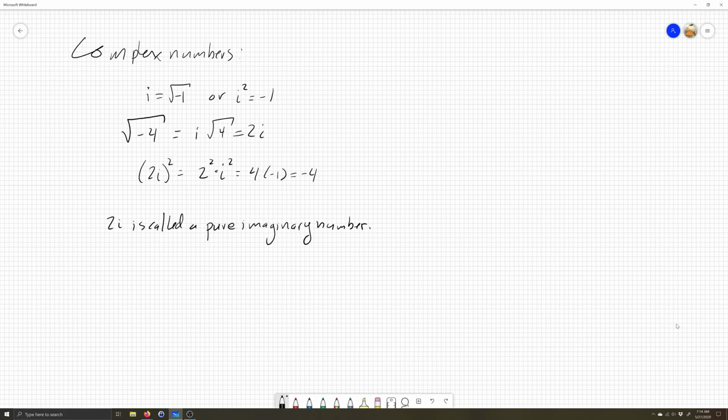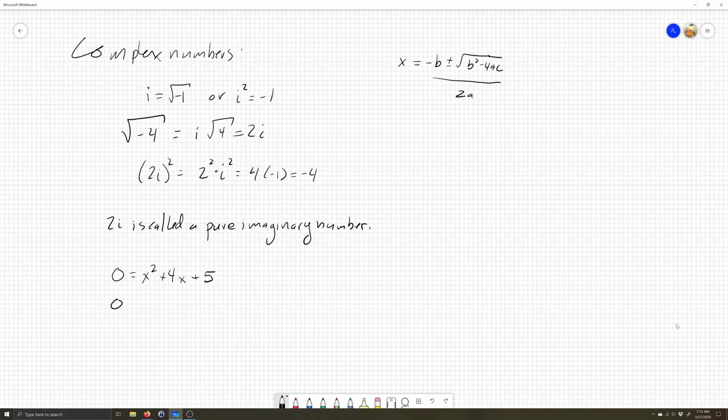And the motivation behind these pure imaginary numbers is using the quadratic formula to solve for the x-intercepts of parabolas that don't cross the x-axis. So, for example, if I want to solve the quadratic equation 0 equals x squared plus 4x plus 5, the quadratic formula says that x is -b plus or minus the square root of b squared minus 4ac all over 2a.